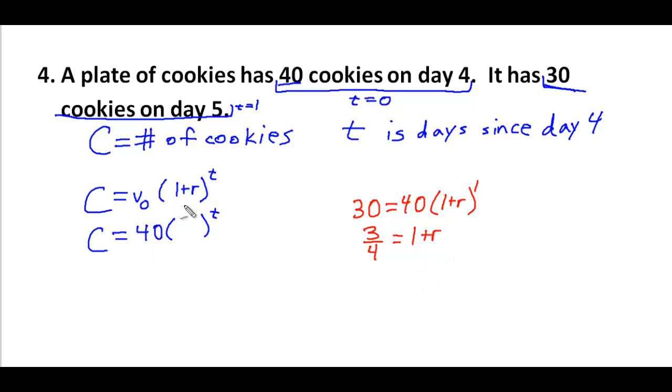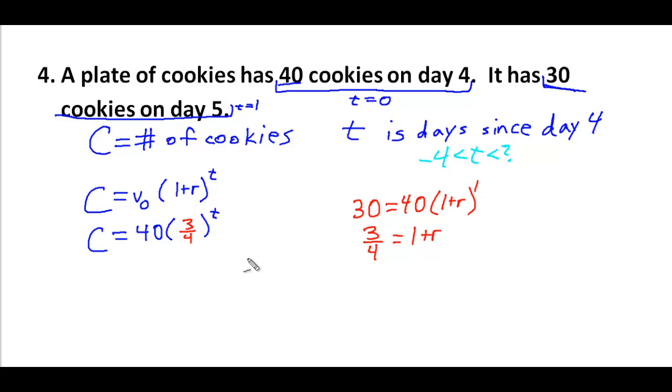Let's plug this back in. 1 plus r is 3/4. And so there is our model. C equals 40 times 3/4 to the power of t. Now, what values of t make sense? In this case, well, day 4, probably we could go back to day 1 or maybe day 0. So t is days since day 4, and maybe we would say negative 4 is less than t is less than, who knows what.